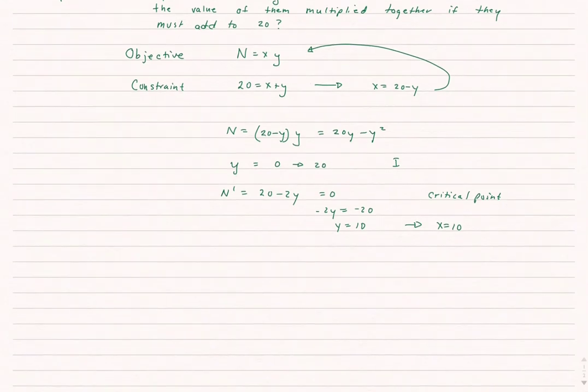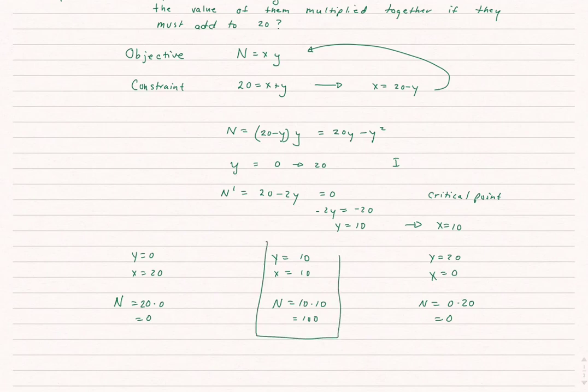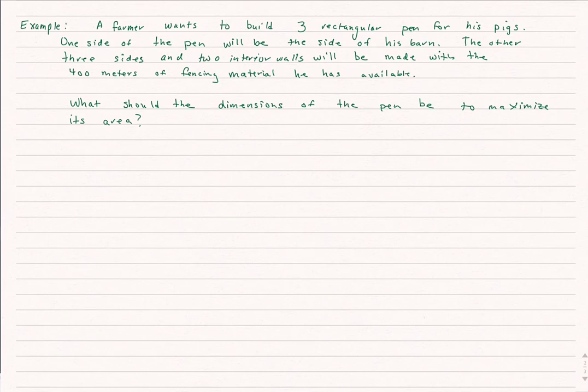So how do I find the maximum value? If I have a closed interval like I do, I need to check what happens when y equals 0, when y equals 10, and y equals 20. Let's come up with the corresponding x values. And now I'm going to plug them into my objective function. And I find that my maximum value is when x is equal to 10 and y is equal to 10. And that number, when I multiply them together, is equal to 100. So this maximized my objective of two numbers multiplied together, given a constraint of x plus y having to equal 20.